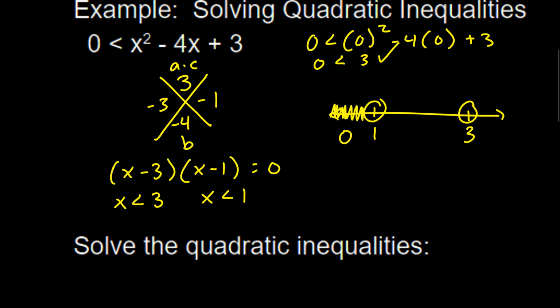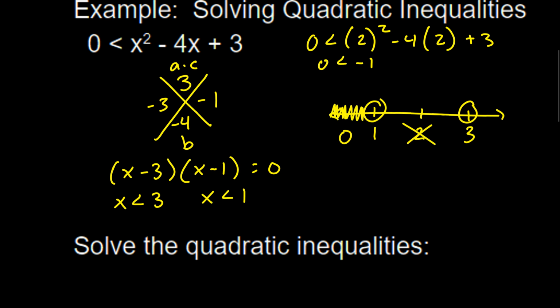Now what should I check? The middle, between 1 and 3. I have to know if I need to shade between 1 and 3. So, what is 2 squared? 4. What is 4 times 2? 8. So 4 minus 8 is how much? -4 plus 3. -1. Is -1 greater than 0? 2 does not work. So should I shade in the middle? Nope.